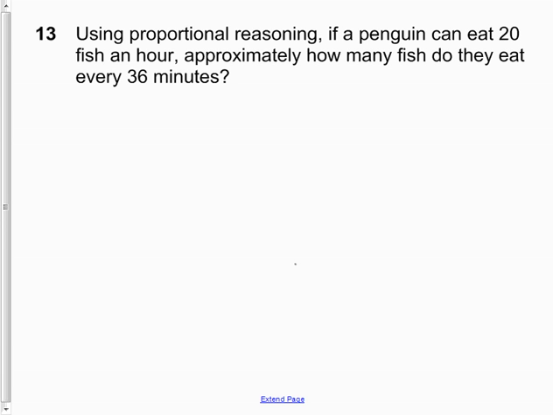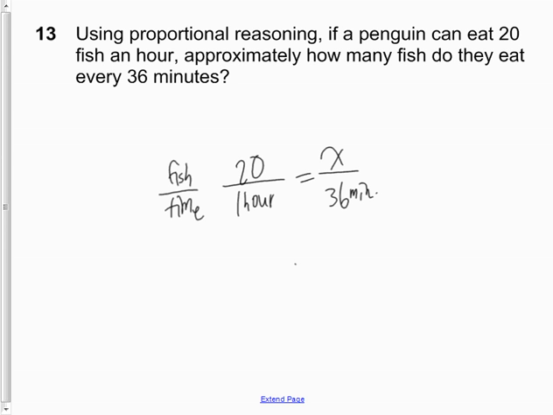So a penguin can eat 20 fish in an hour. I'm going to put fish to time, and I'm going to write that down so I can keep my numbers square where I have to put them. So 20 fish in 1 hour. How many fish can he eat in 36 minutes? Now, what's the first thing I should probably do? Since I have hours and minutes as my 2 units, I should probably convert one of them to the other. The easiest way for me to do that is to change 1 hour to 60 minutes.